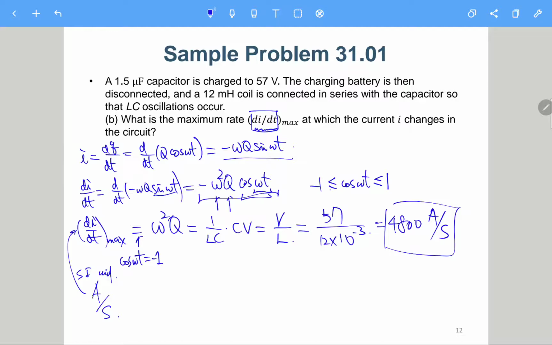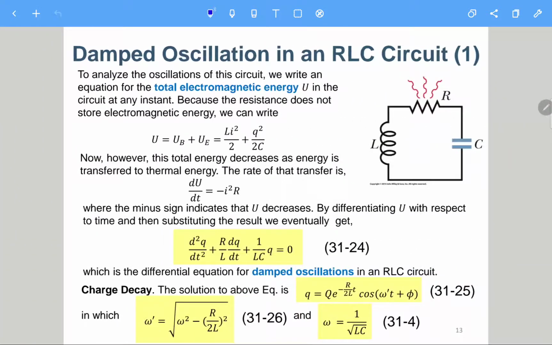Okay, so any questions? Okay, so next we consider a slightly complicated situation, which is the damped oscillation in an RLC circuit. So rather than having only LC in series, we also have this resistance, which will actually dissipate some of the energy stored in this system.